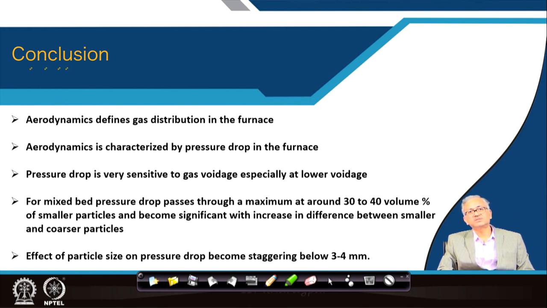But fortunately, in the blast furnace, the size difference between ore and coke is not very high, where the pressure drop can increase or shoot up very large. It doesn't, because the diameter ratio of ore and coke is not very high. It is of the order of 0.4 to 0.5. So that's why you don't have to be panicky about this size distribution. And the effect of particle size on the pressure drop becomes staggering below 3 to 4 millimeter. If the particle size is less than 3 to 4 millimeter, then the effect becomes very staggering. Okay, so this is what we learned from part 1 of aerodynamics.